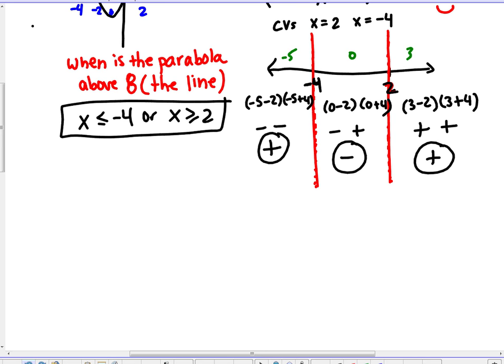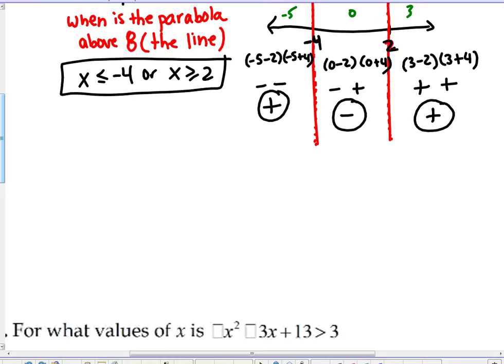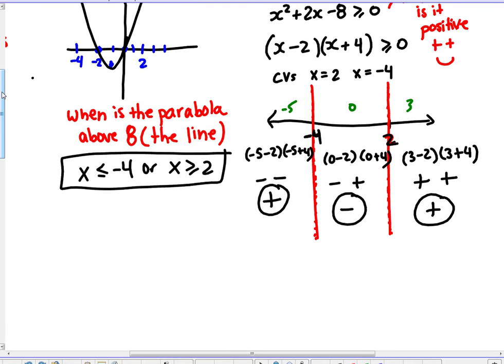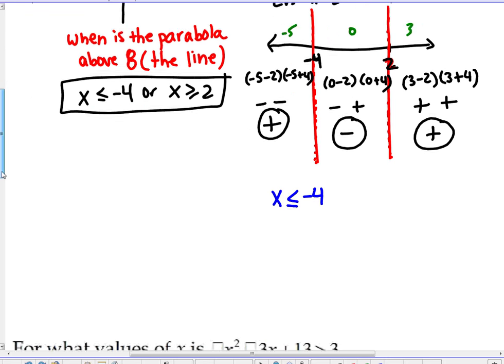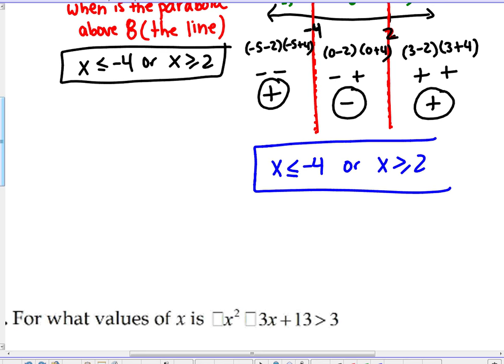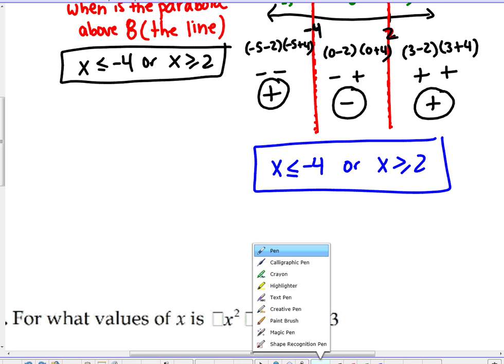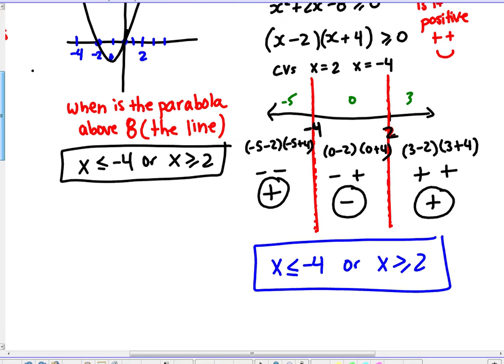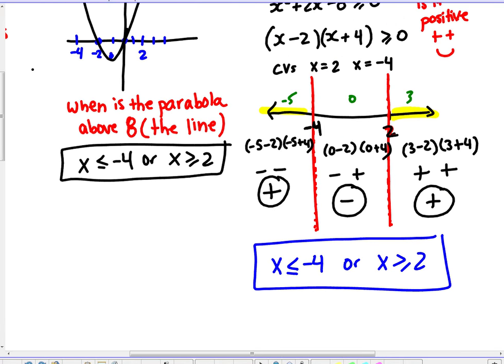Do we want where it's negative or positive? Positive. Good. So what's our solution? When x is less than or equal to -4, we have the equal to because the question has the equal to, or when x is greater than or equal to 2, right? We want the positive portion. So we want here and here.